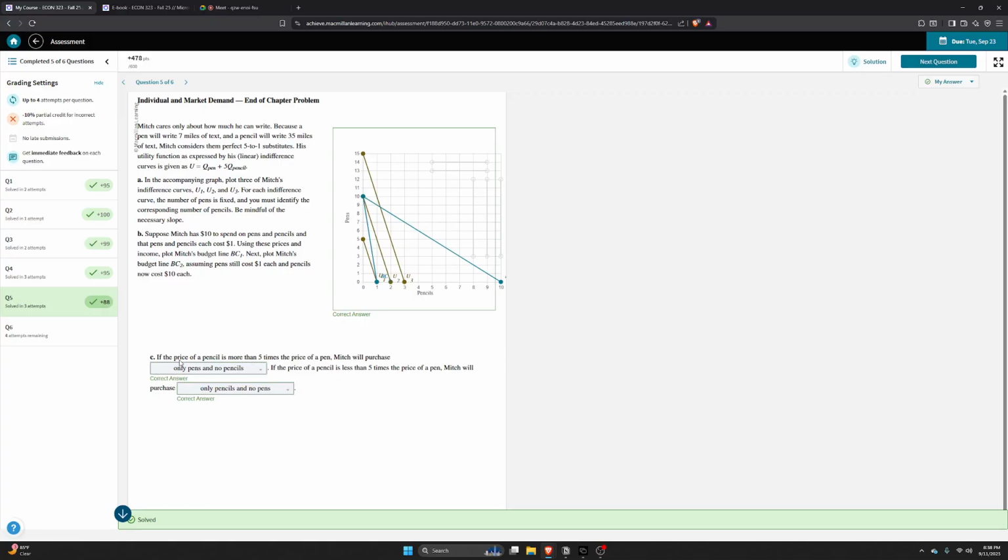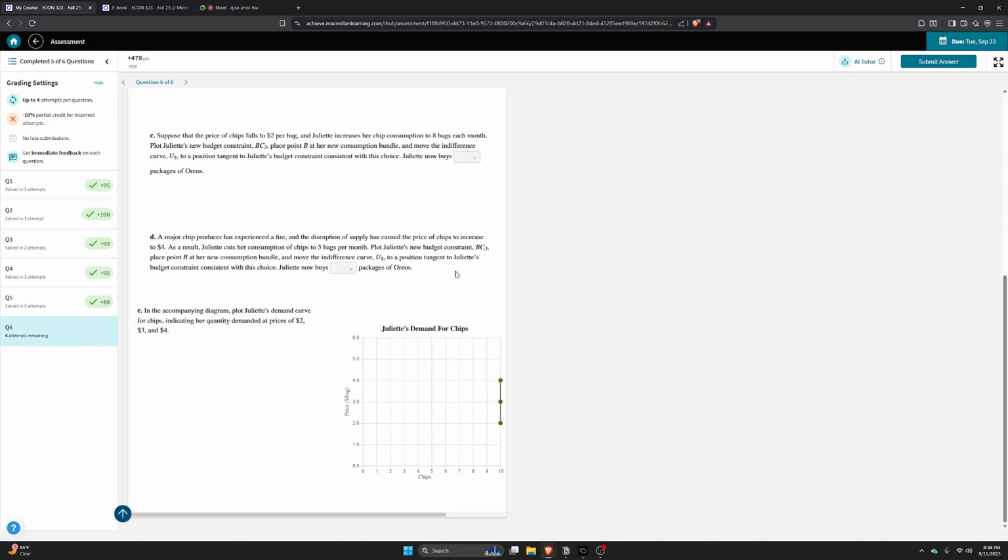All right, so if the price of a pencil is more than 5 times the price of a pen, he will purchase only pens and no pencils, because pencils are only 5 times better than pens. If they cost more than 5 times as much, then it doesn't make sense to buy them. And if it's less than 5 times the price of a pen, he will only purchase pencils because it's what makes sense to do.